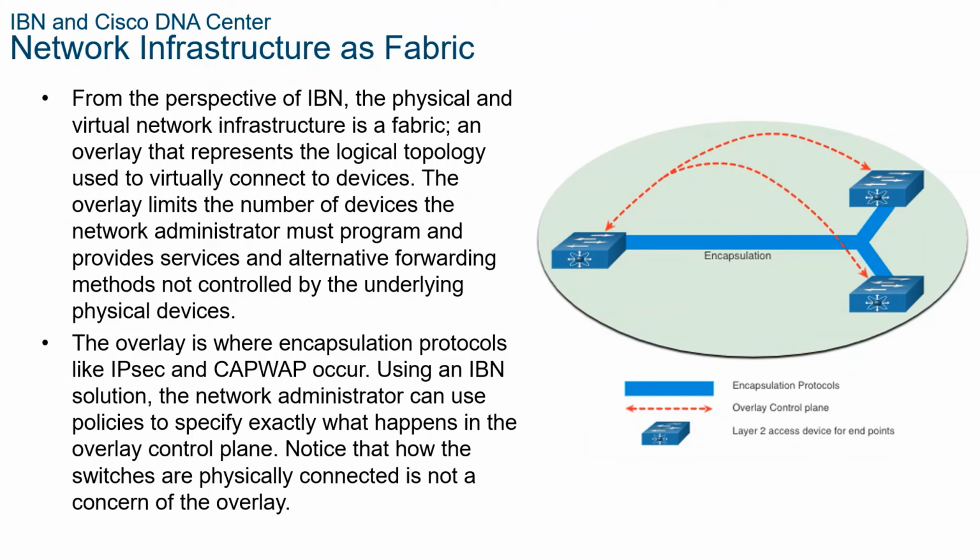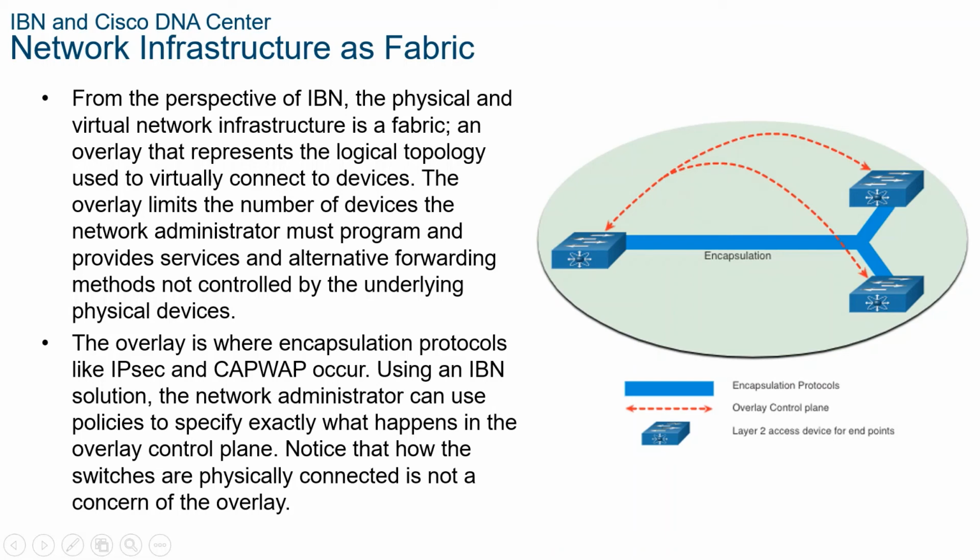So how about network infrastructure as a fabric? From the perspective of the IBN, the physical and virtual network infrastructure is a fabric. Fabric is a term used to describe an overlay that represents the logical topology used to virtually connect devices, as shown in the figure here. The red broken lines represent an overlay control plane.